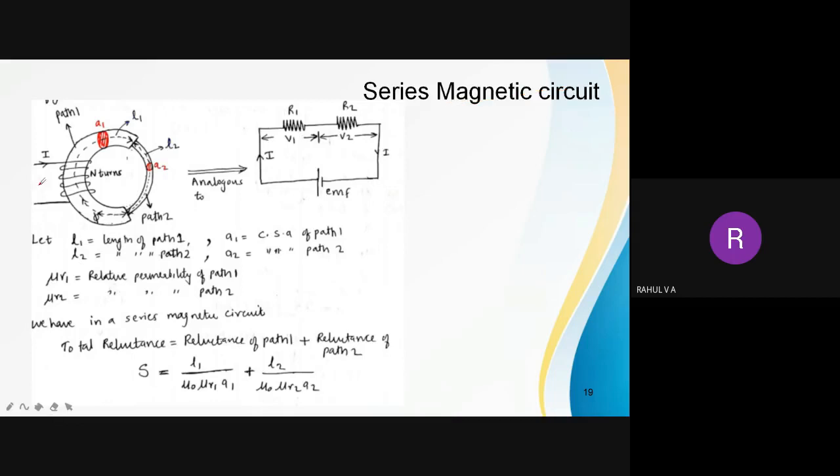So as I said, we can see that there is a coil. This coil has N turns and I amount of current is flowing through it. So MMF is equal to N into I. We know that equation already. MMF is equal to N into I. And there are two sections actually, only two sections. It is possible it may have more than two sections, but for us, we have only two sections.